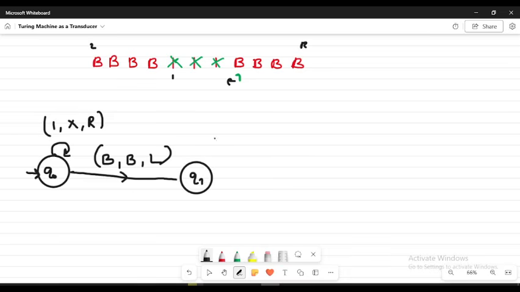Now you are in state Q1. And you have to move in left direction until you hit the first blank, and whenever you hit the first x, you have to make it 1. So whenever you hit the x, again you make it 1. For that, one more transition is there. Whenever you hit the x, make it 1 and move in right direction, right?